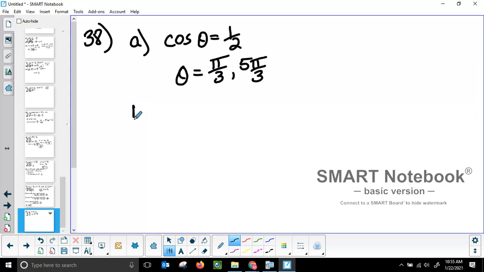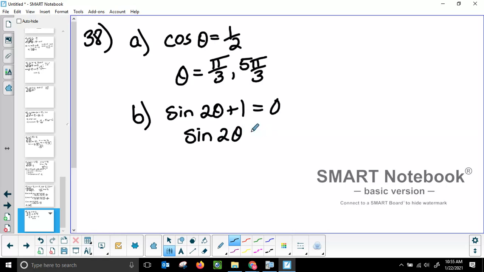All right, B says sine of 2 theta plus 1 is equal to 0. So sine of 2 theta is equal to -1. Remember, don't divide this by 2. We can't just magically do that. This isn't sine times 2 theta, all right? So we can't do that. We need to say, where is sine -1? And that occurs at 3 pi over 2.